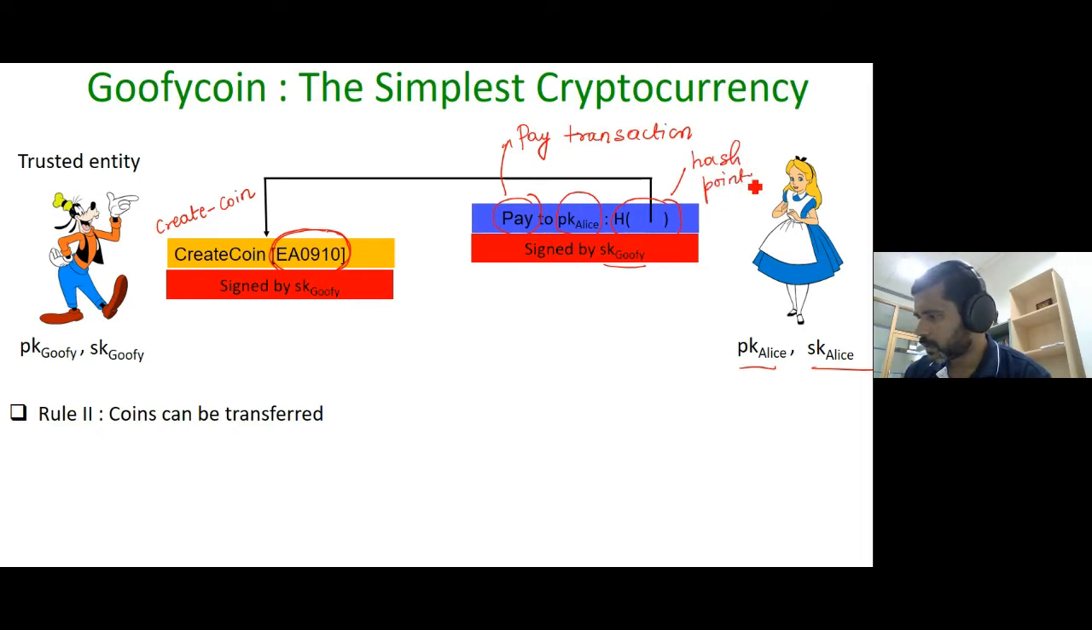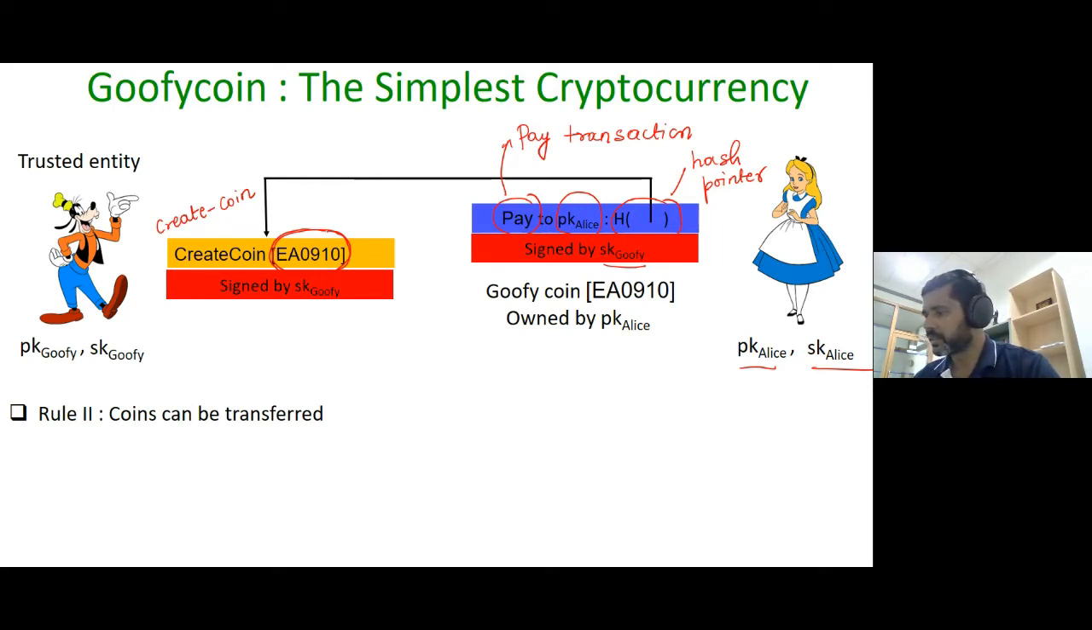Okay, so the pay transaction is actually referring to a coin which has been generated in the previous transaction. And that previous transaction is the create coin transaction. So that's how Goofy can transfer the money that he has generated to a new entity called Alice. And now, once Alice sees this transaction, she can verify whether this transaction is valid or not.